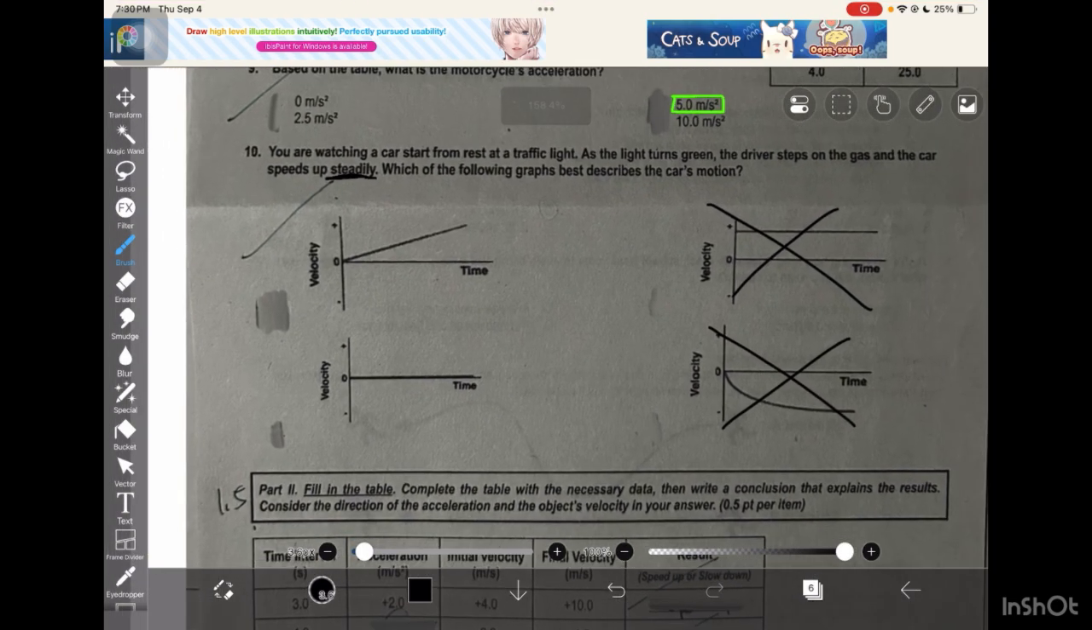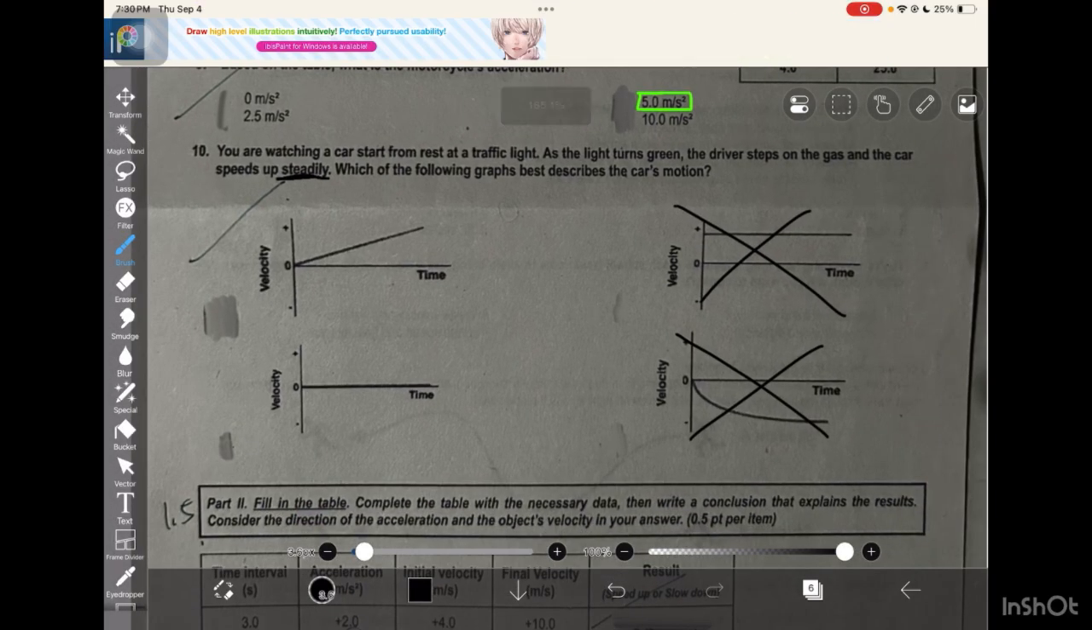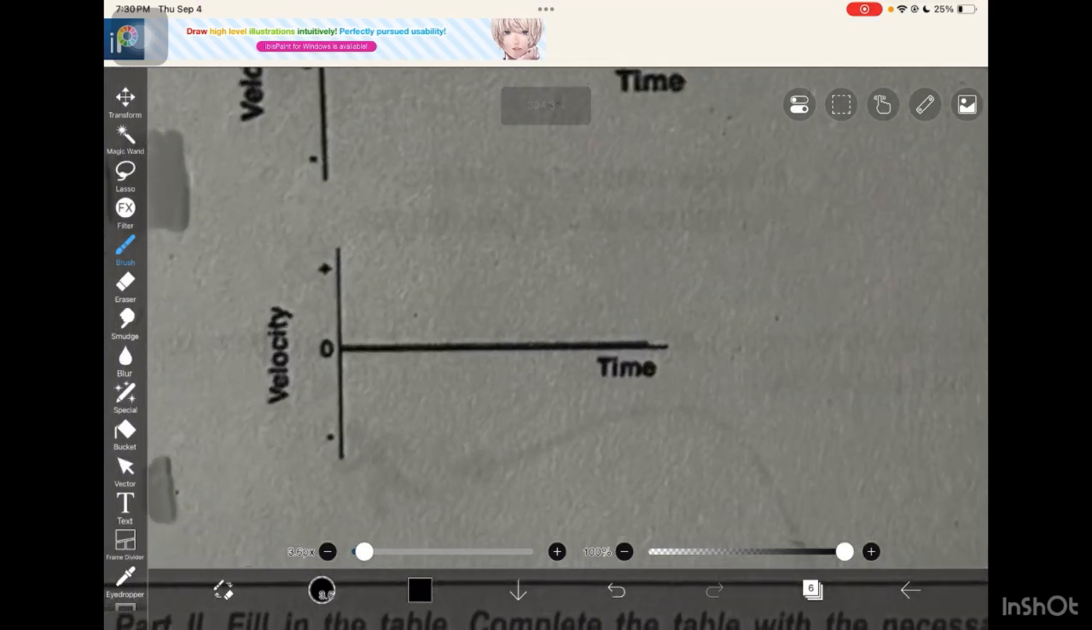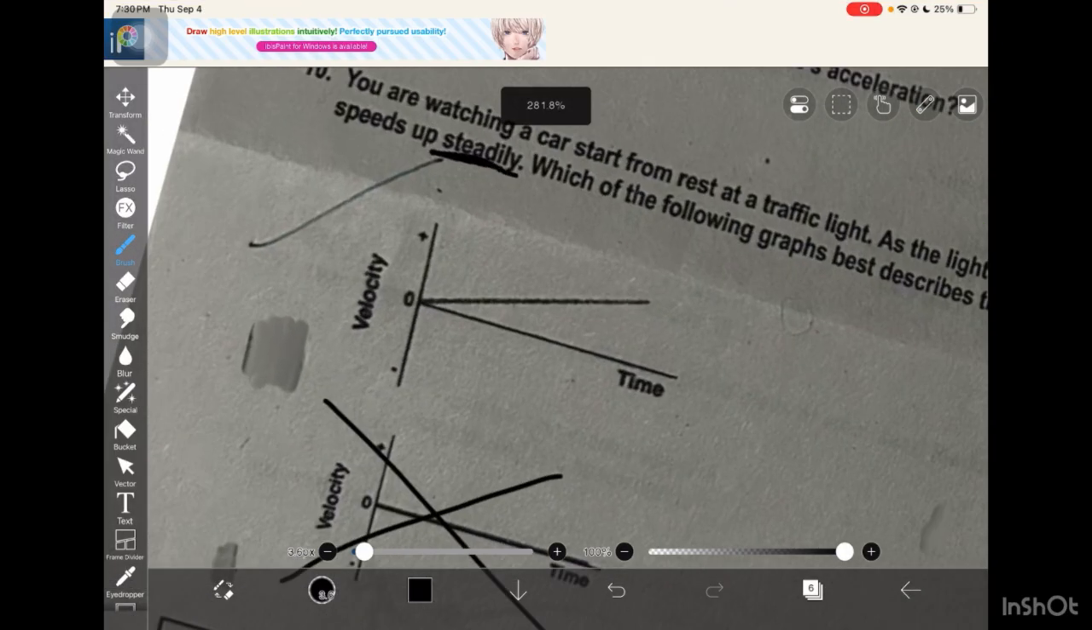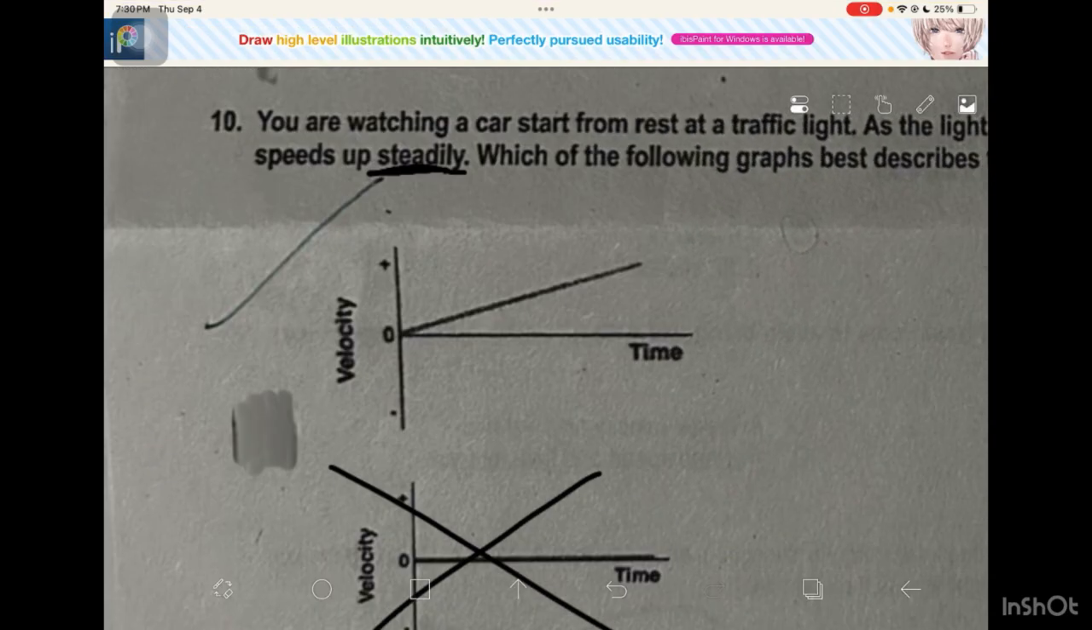And then lastly, we speed up steadily, so our velocity has to increase. So therefore, this is also wrong. So the correct answer would be this one.